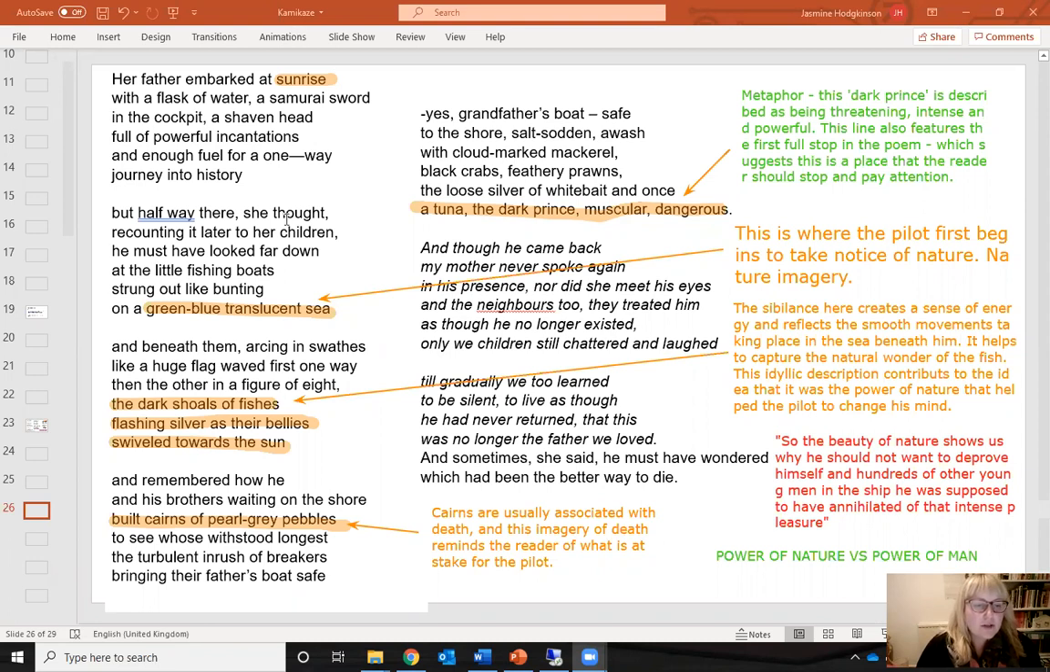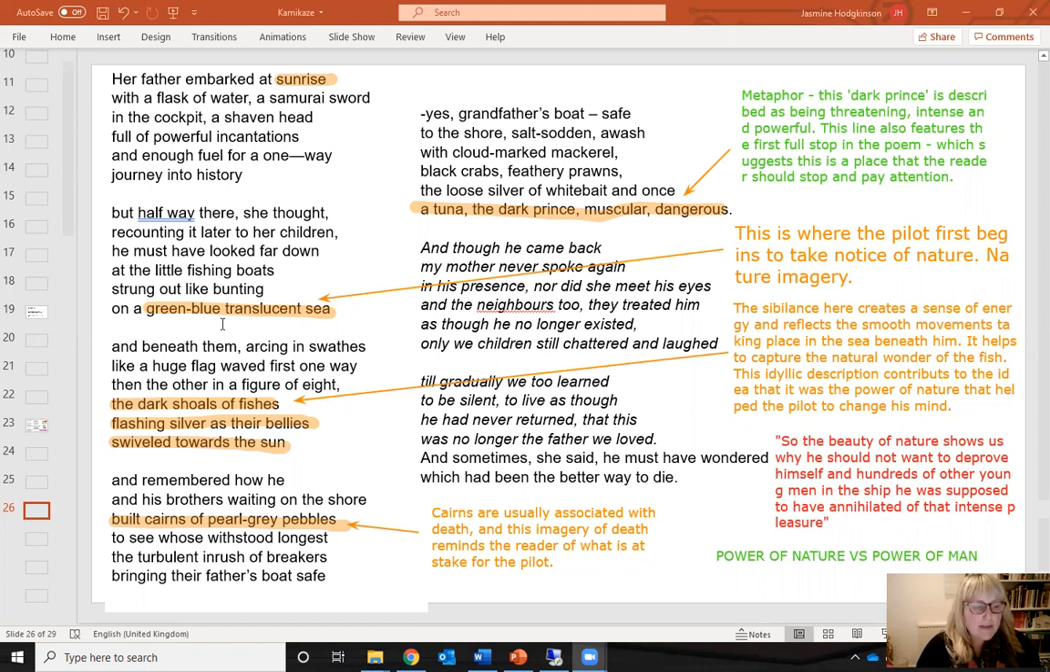The next bit I'm going to zoom down to focus on is this description here of the sea as being a green, blue, translucent sea. And it's interesting because this is where the pilot first begins to take notice of nature. He's left on his journey with this head full of these powerful incantations and this belief that he has to go and complete his mission. And all of a sudden, he does become distracted by this green, blue, translucent sea. It's nature imagery, natural imagery. And this is what we're going to trace in all of these annotations highlighted in orange here.